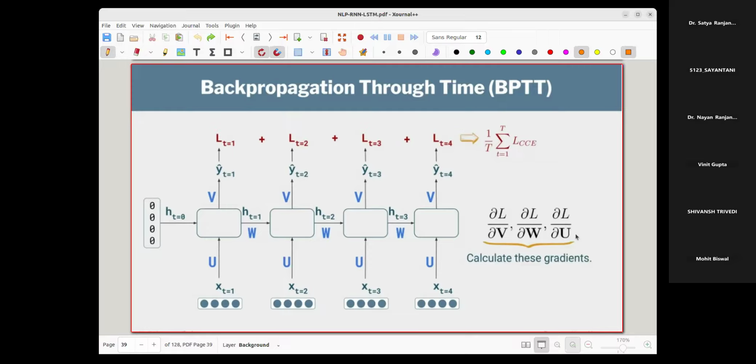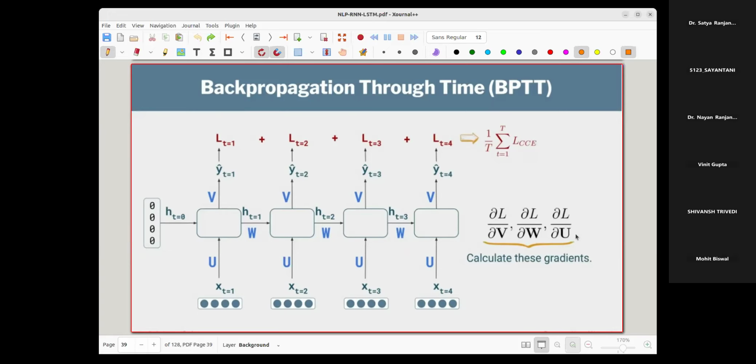Sorry, your stochastic gradient descent updation. What is that? The new v, w or u equals the old v, w and u minus some learning rate into the gradient of the corresponding u, v and w. Okay, and you use that.